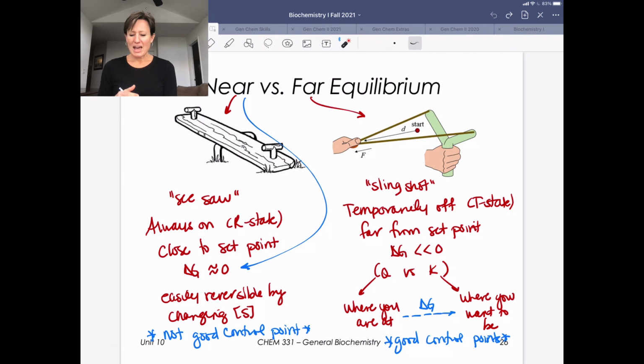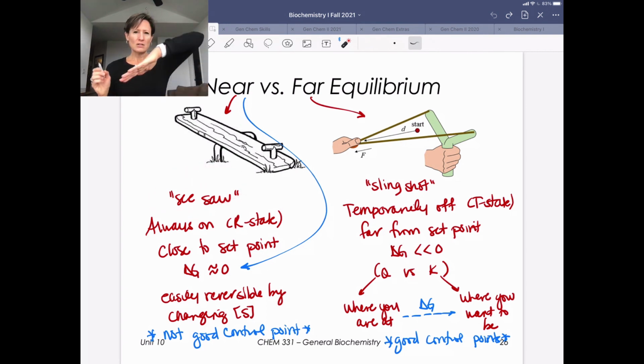The last thing we had before we delved into our pKa story is thinking about the difference between near and far equilibrium reactions in enzymes. Big picture, if something is near equilibrium, that enzyme operates with a delta G close to 0. Far equilibrium operates with a delta G that's large and negative. We had two toy analogies to help us think about how this works.